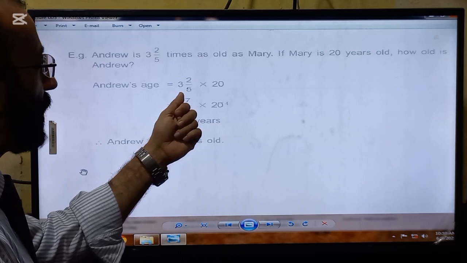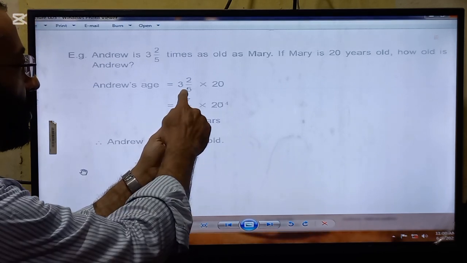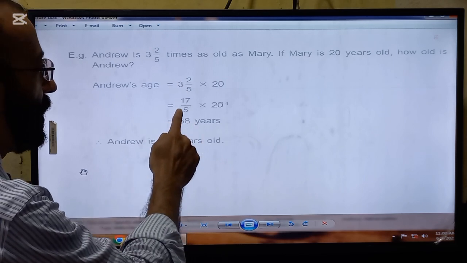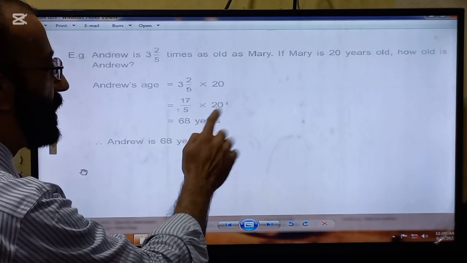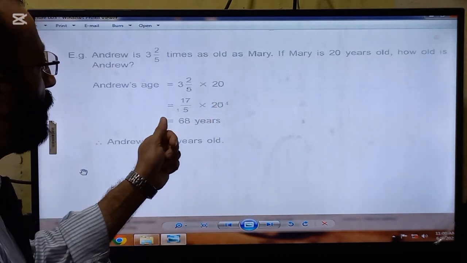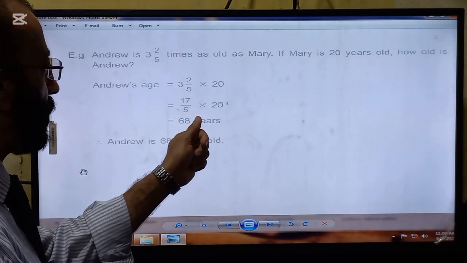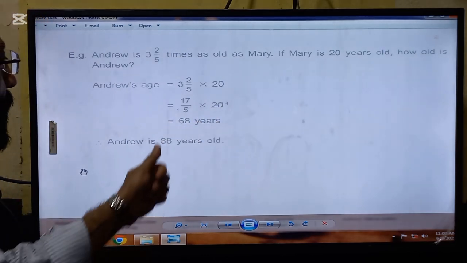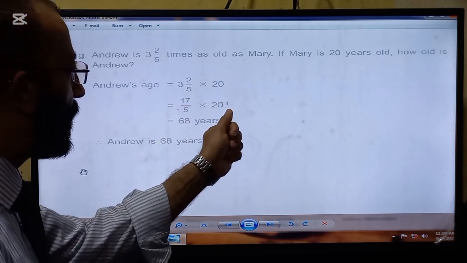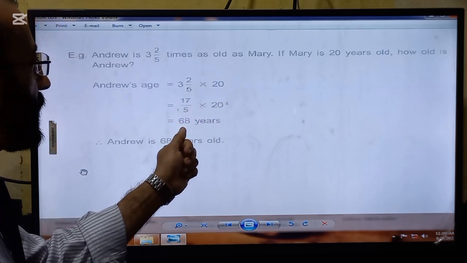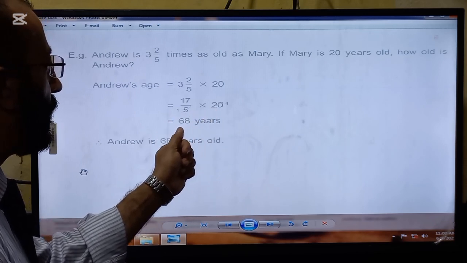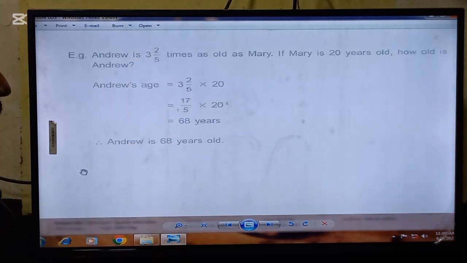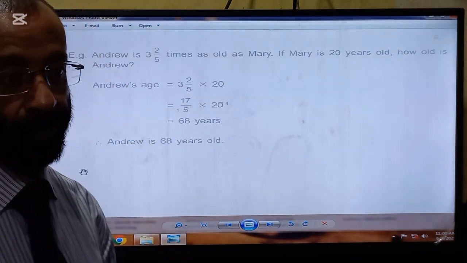First, convert the mixed number part into an improper fraction by multiplying the denominator with the whole number part and adding the numerator. So 5 threes are 15 plus 2 is 17. Denominator will remain as it is. Multiplied by 20 remains as it is. So at this stage, we will cancel the values as much as possible. So look now, 5 ones are 5 and 5 fours are 20. So now we will multiply the numerator with the numerator and denominator by the denominator. So 17 fours are 68 and 1 ones are 1. And there is no need to write 1 in the denominator. So 68 is the answer. So this is the answer of this question.